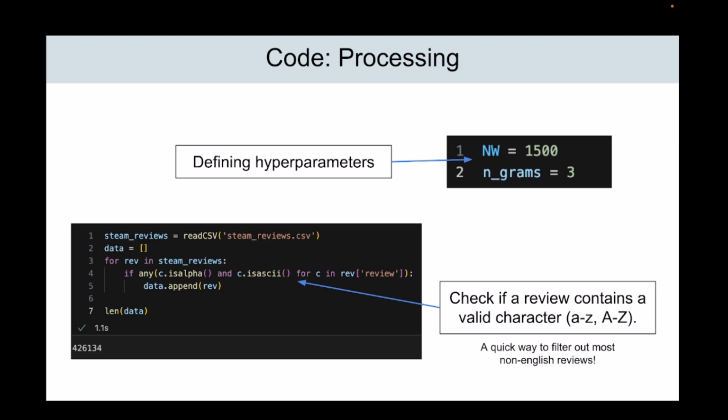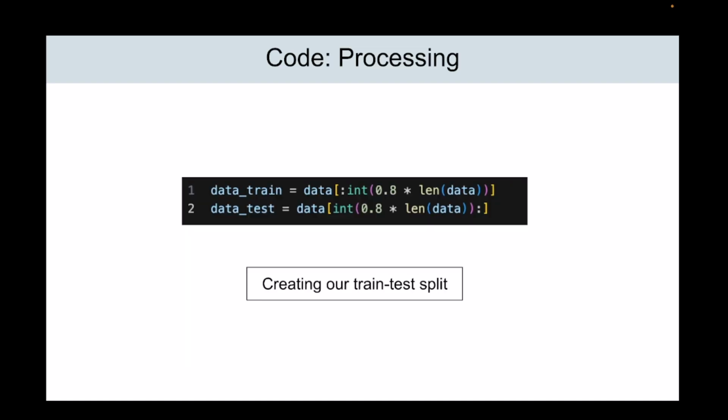Next, we're going to process our data by filtering out reviews that have no English characters, and this is just a quick and easy way to get rid of most of the non-English reviews. Afterwards, we'll create our train and test sets, and we do this by taking the first 80% of our data, and that'll be our train set, and then the rest of the 20% will be our test set.